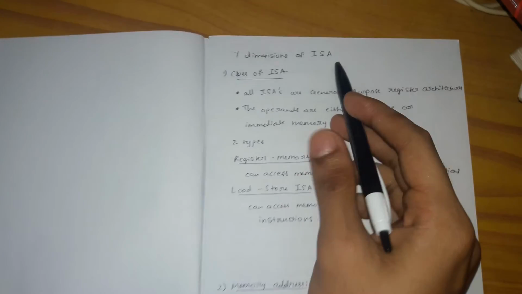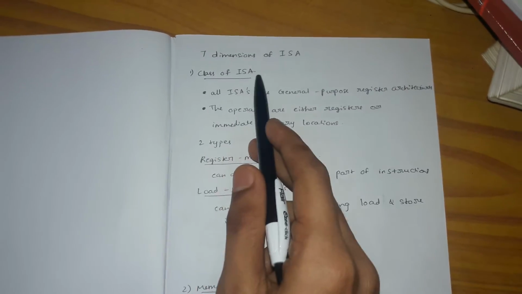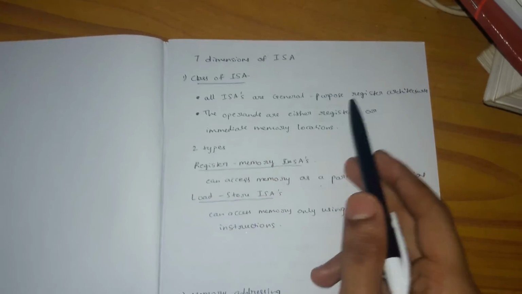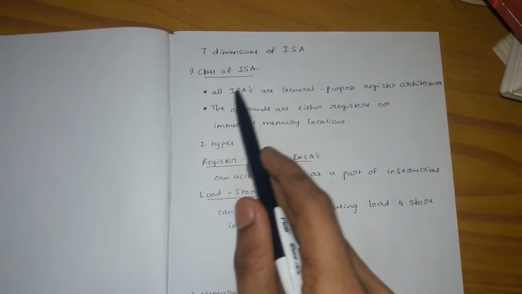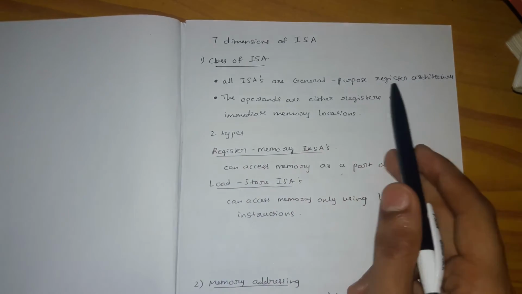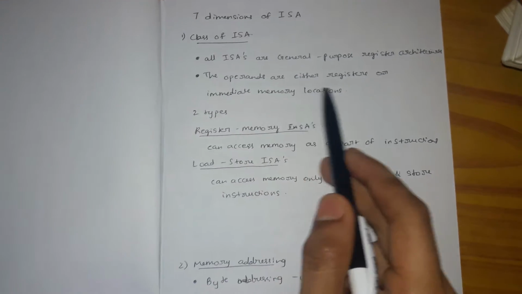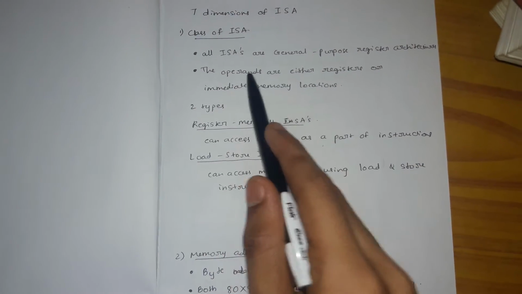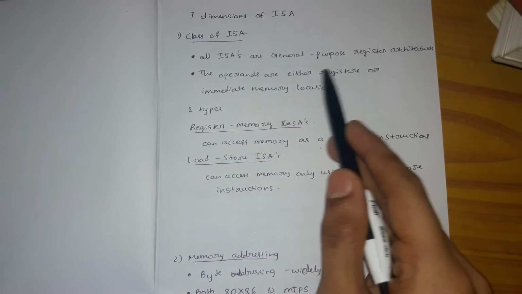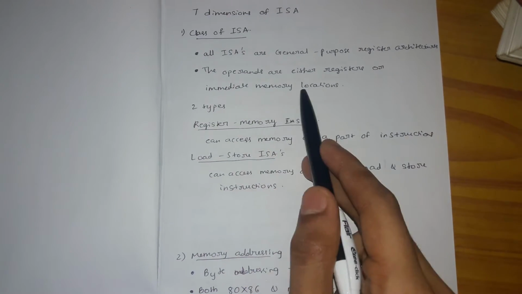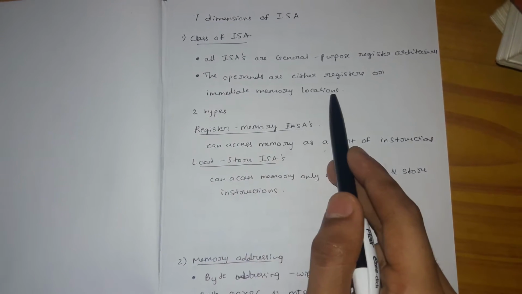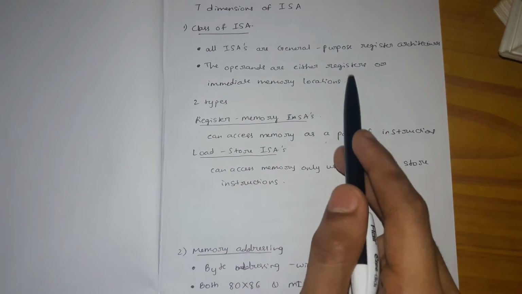There are 7 dimensions of ISA. First one is class of ISA. All ISAs are general purpose register architectures. All the instruction set architectures are using general purpose registers. The operands are either registers or immediate memory locations. The operands in an instruction can be either registers, which are directly used, or immediate memory locations. Immediate memory locations means the memory location can be directly mentioned.